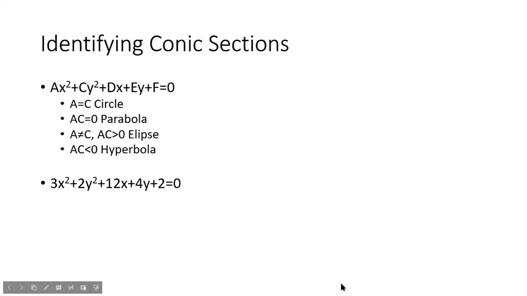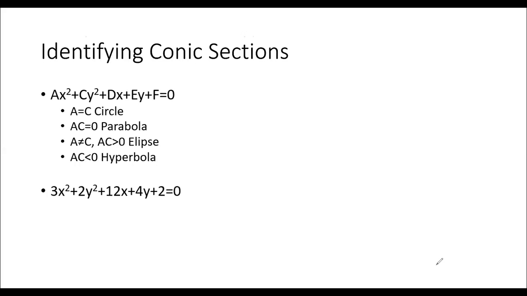We have this one here: 3x squared plus 2y squared plus 12x plus 4y plus 2. We don't really care about the rest of this stuff. We just care about this 2 and this 3. They have the same sign. So AC is greater than 0, and A does not equal C. So this is going to be an ellipse.